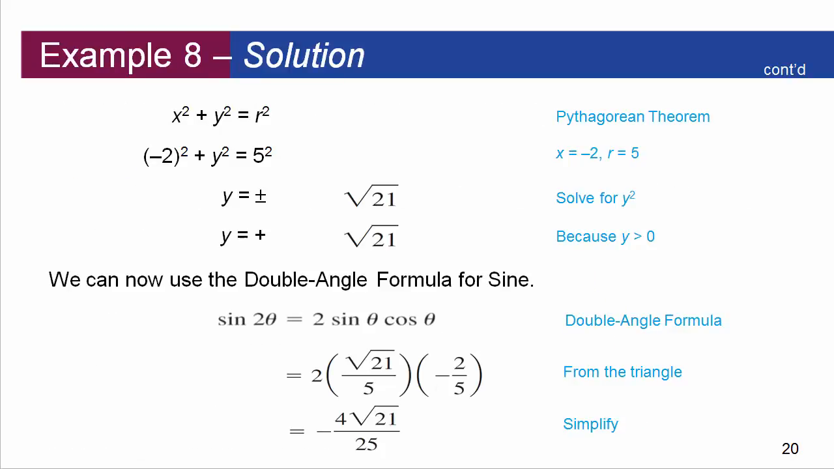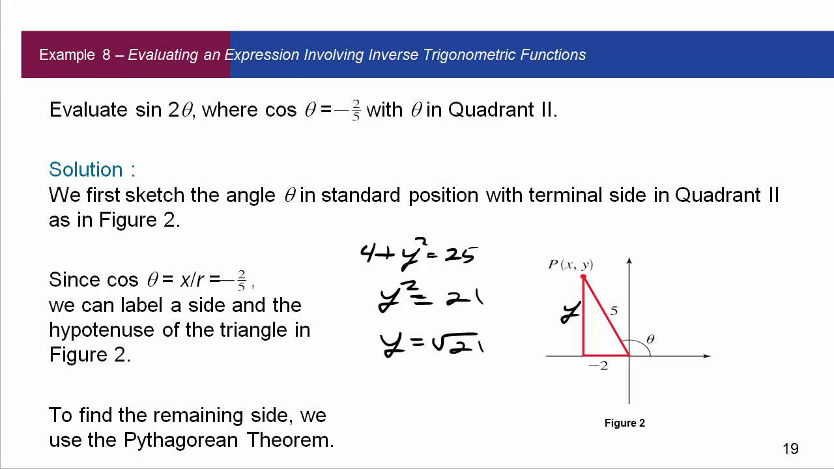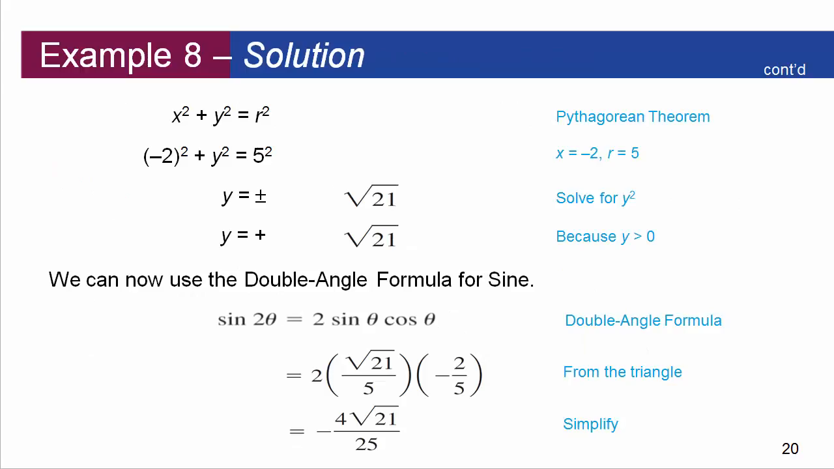And now that we have all those pieces, we can solve for sine of 2 theta using the double angle formula, because sine of 2 theta is just 2 sine theta cosine theta. And then we just plug everything in. So from our picture, we need 2 sine theta cosine theta. Well, we already know what cosine theta is. It's negative 2/5, right? Sine theta is just opposite over hypotenuse, so it's just square root of 21 over 5. We plug all those things in, we do the math, we simplify, and that's our final answer. That's it. You know, if they want a decimal rounded, we can round it. If they want a precise answer, that's the precise answer.